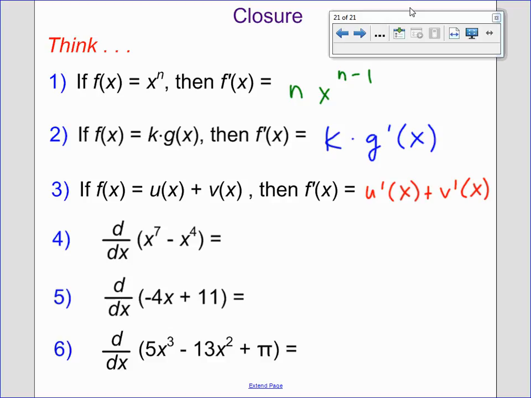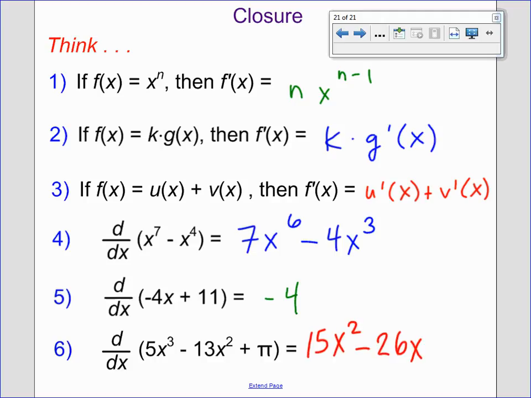So I'll differentiate the sum or difference a term at a time. It looks like power rule minus another power rule. So in the interest of time, we'll go right to our answer. Ready? 7x to the 6th minus 4x cubed. The derivative with respect to x of negative 4x plus 11 is going to be, the derivative of negative 4x is negative 4, and the derivative of a constant is 0. And lastly, the derivative term by term would be 15x squared minus 26x plus, what's the derivative of pi? 0. The pi is just a constant, the derivative of any constant is 0.